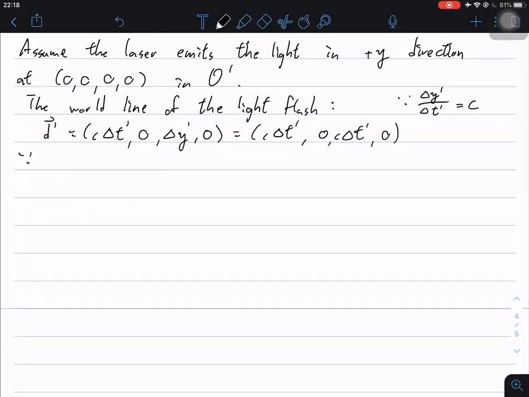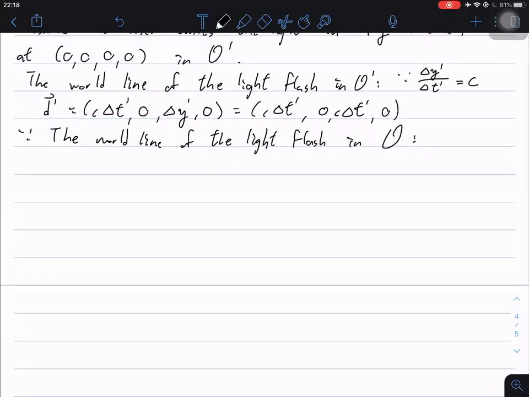So now we have the vector. We know the transformation from O prime frame to O frame. We can find the world line, or the path of the light, in O frame. So this one is in O prime frame, and right now we are doing the world line in O frame. So the vector in O frame, d mu, is equal to the Lorentz transformation of d in O prime frame.